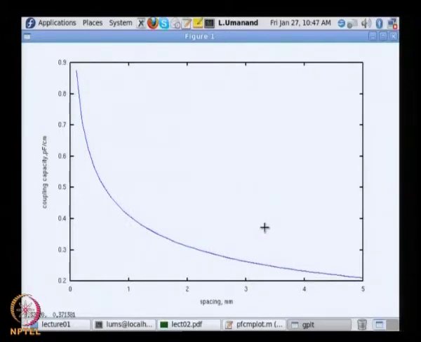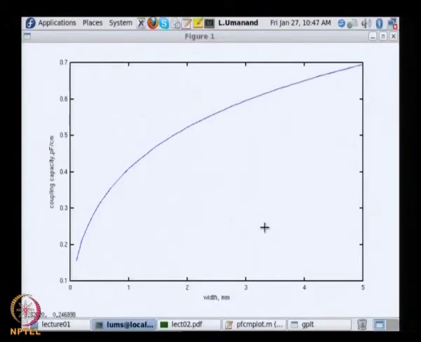And what happens for the other? Look, there is a change now. We have now changed the x axis to width in mm, and the y axis is still the coupling capacity in pF per centimeter. As the width increases, the coupling capacity increases. So, the more the width, the higher the coupling capacity.